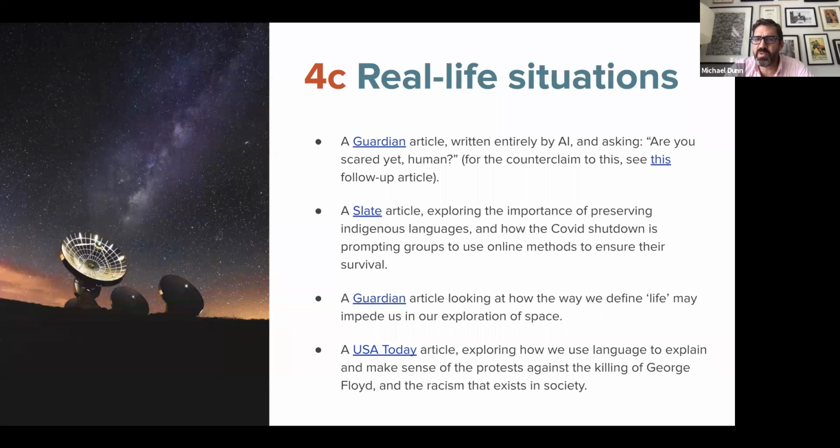The Guardian printed an article which had been written entirely by a robot, and the robot had chosen the title, "Are You Scared Yet, Human?" You know, this has all been written by AI, which was interesting. I mean, that's a great way of getting a discussion started with your students on language, the extent to which language is a characteristic of a sentient being.